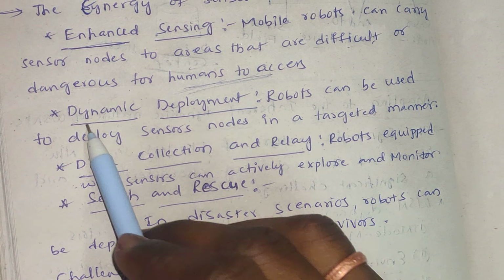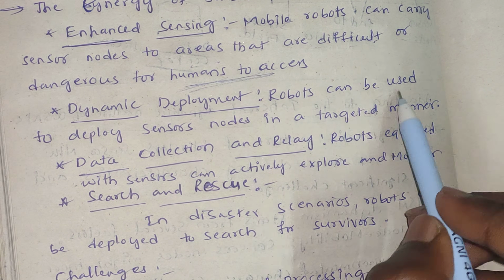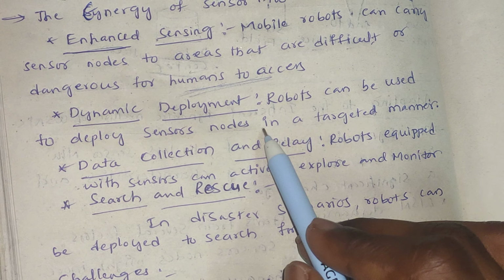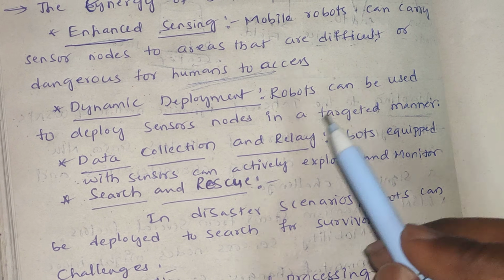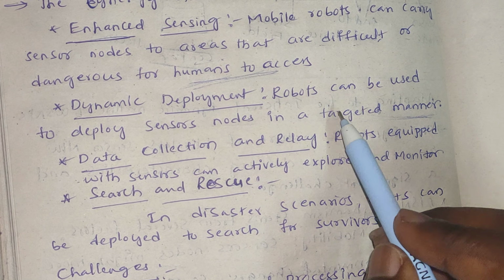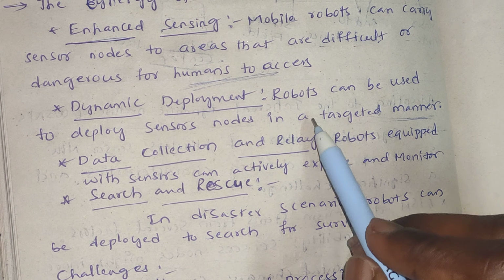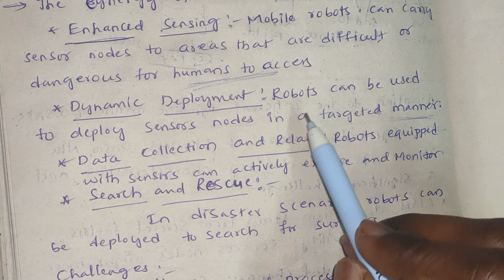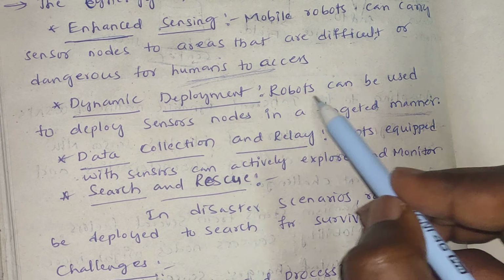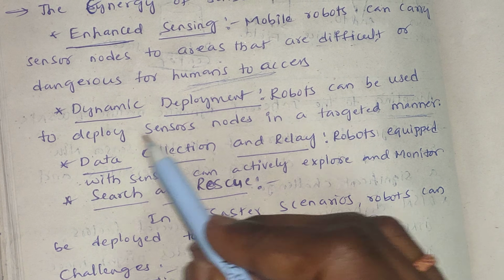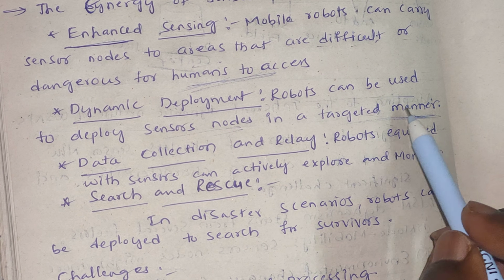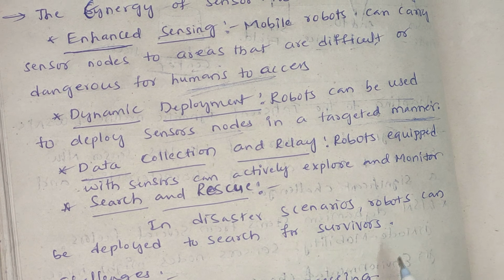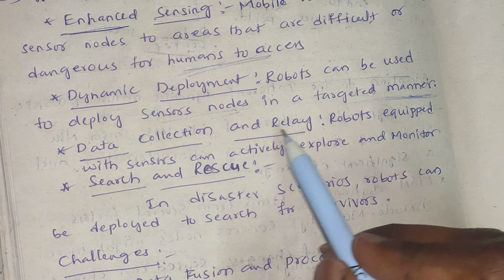Next, dynamic deployment. Robots can be used to deploy sensor nodes in a targeted manner. So the robot can be used to deploy sensor nodes in a targeted manner, which is what dynamic deployment means. Okay. Next, data collection and relay.